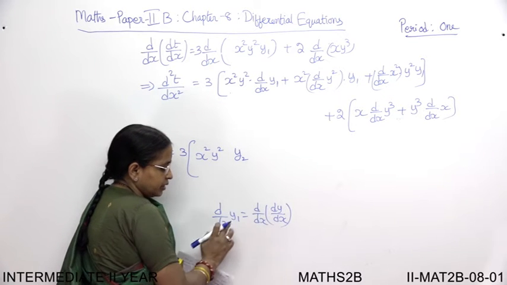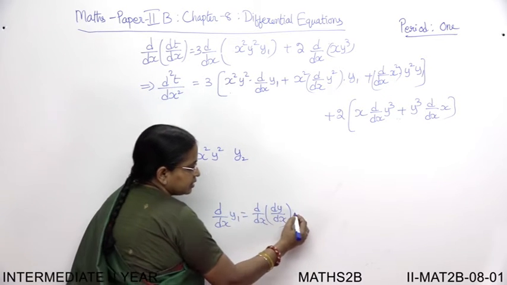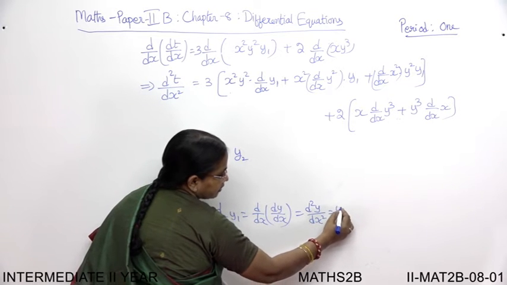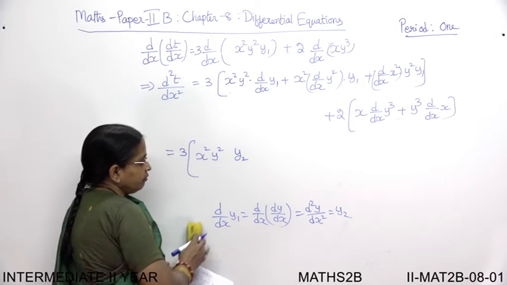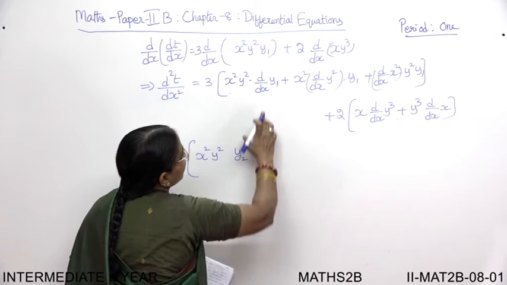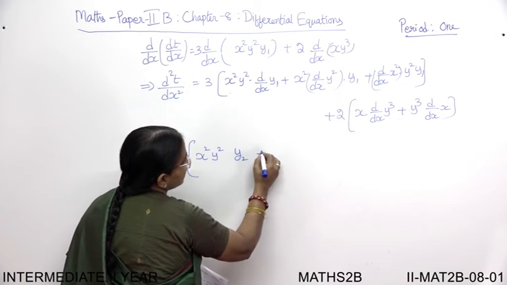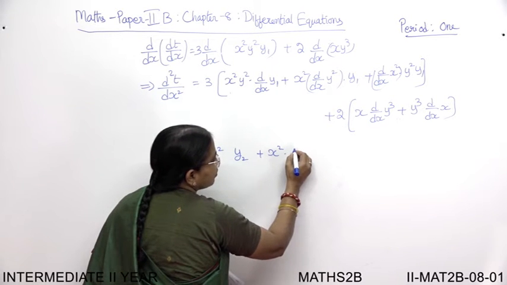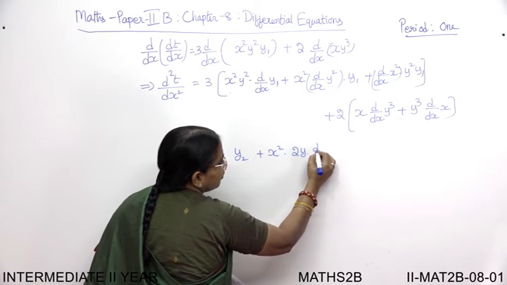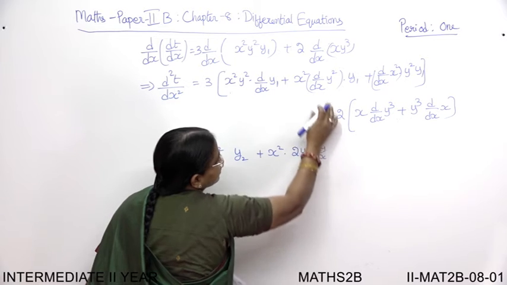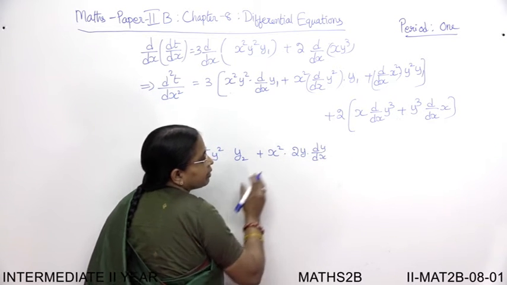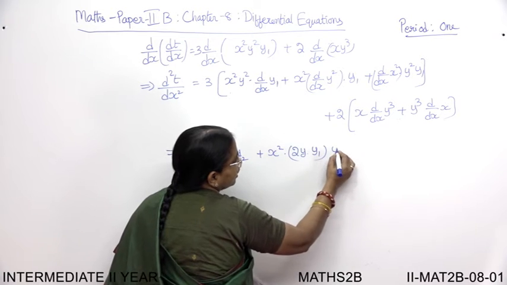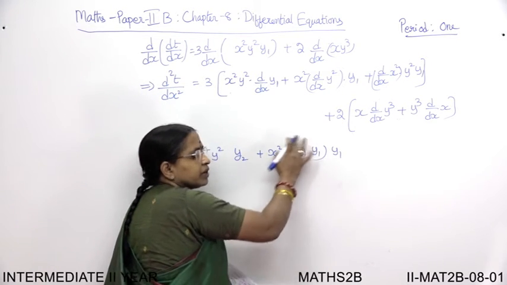y1 means dy by dx. So the derivative of y1 is d square y by dx square, that is y2. So directly we'll write the derivative of y1 as y2, plus x square into, now the derivative of y square is 2y into dy by dx. Only for this it is 2y into dy by dx. So this dy by dx I'll write as y1, into another y1 is there. So it becomes y1 square.